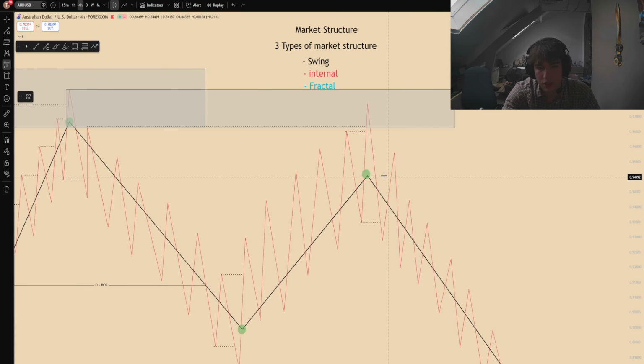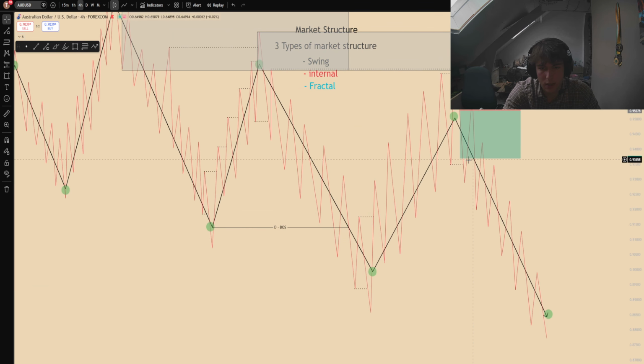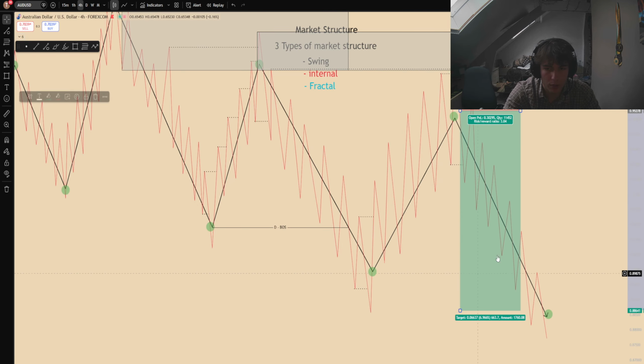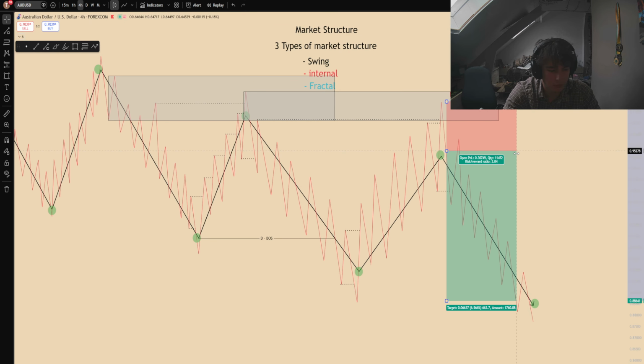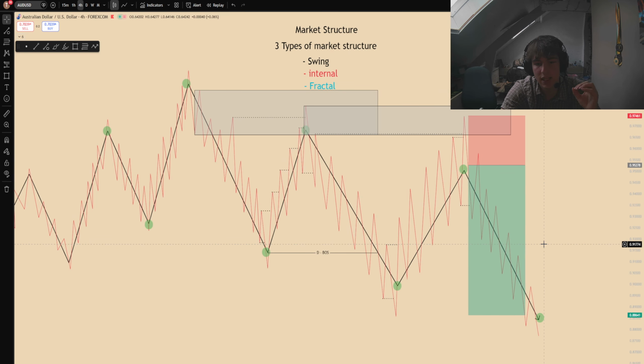Then obviously you can scale down, look for an entry, and then let's say enter on the 50%, and you target the overall swing move towards the downside. Like so. This is how you implement swing and internal structure.